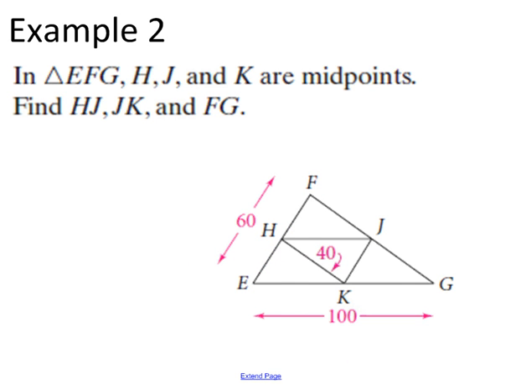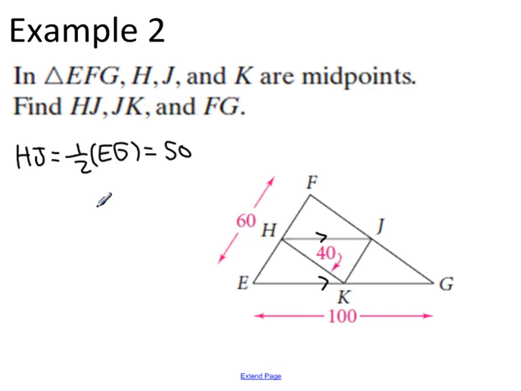Example 2 says, in triangle EFG, H, J, and K are midpoints. Find HJ, JK, and FG. So let's begin with HJ if we can. So HJ is parallel to EG. So HJ is half of EG. So HJ is equal to 50.